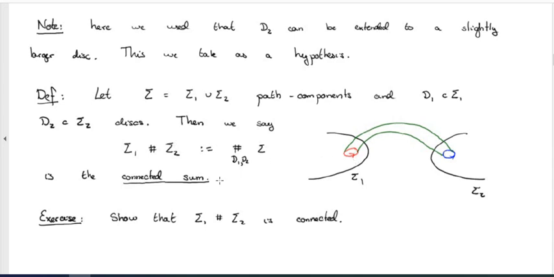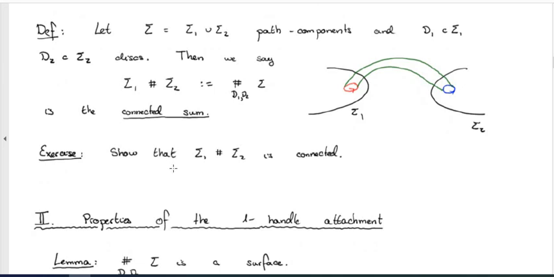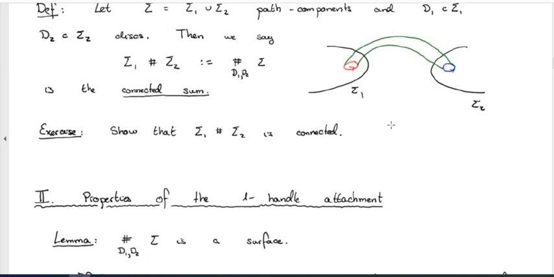and the resulting surface we call the connected sum, and you should be able to show readily that the connected sum is path connected. All right, so that's a little exercise, and we denote it like this.